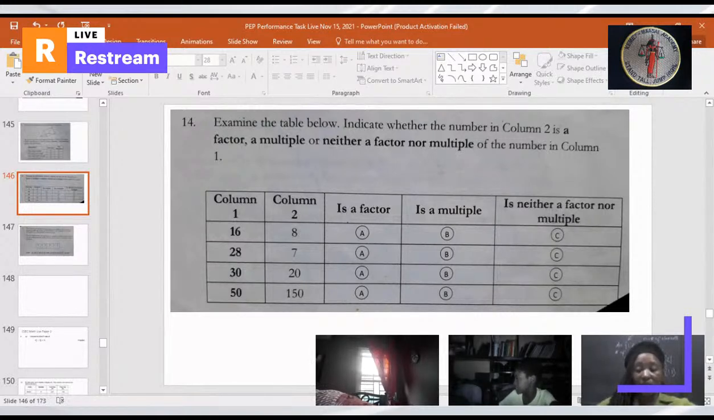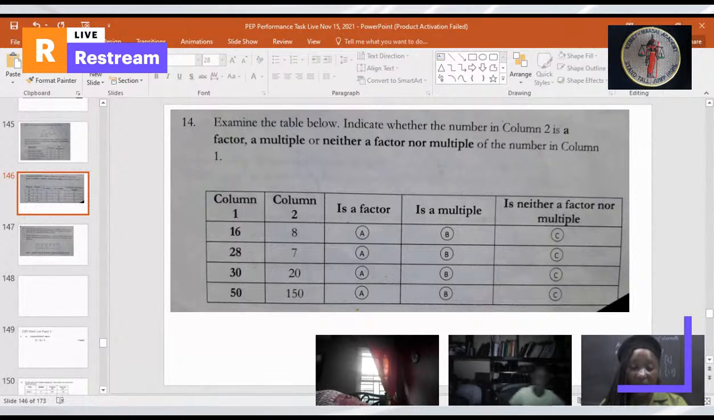Now, this question could be very tricky. If you look at column 1 first, and you don't follow the instruction carefully, it said the number in column 2 to the number in column 1. But if you look at the number in column 1 and compare it with column 2, you would have said, is 16 a factor or a multiple of 8? And you would have circled B. It's a multiple.